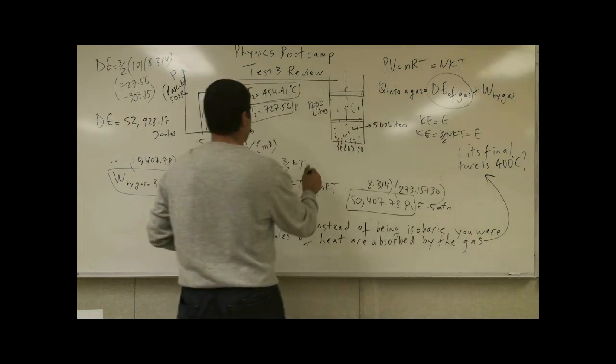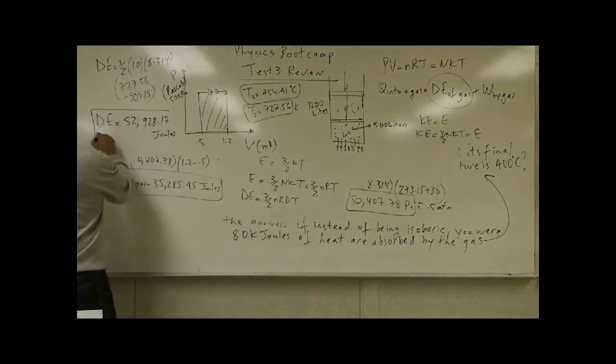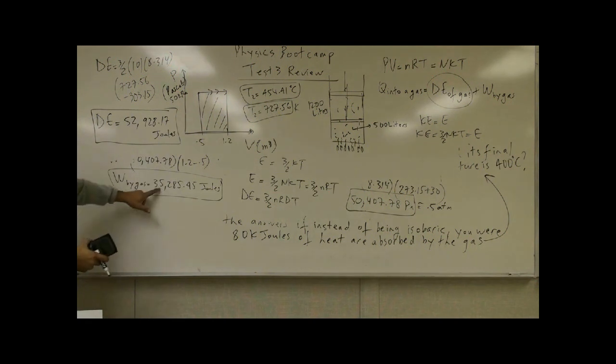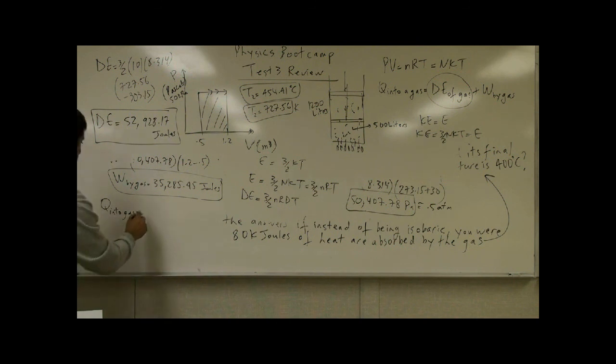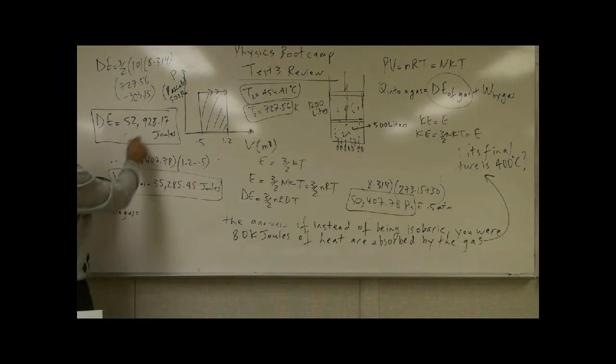Okay, so Q into the gas, we just basically have to add this to this. Q into gas is going to equal 35 plus that. So we basically have this one, 52,928. We've got to add that to 35,285.45.